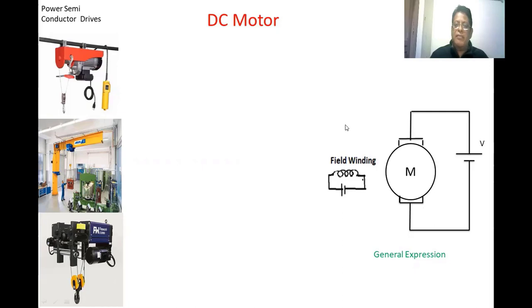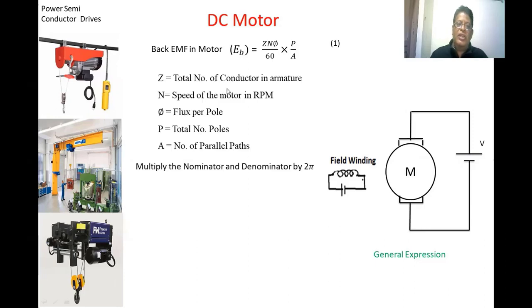Now the expression for the back EMF is EB equal to Zn phi by 60 into P by A. We know this expression. Here we are modifying this equation because we want to find the relation between the speed and the torque. Each variable is defined: Z is the total number of conductors, N is the speed of the motor in RPM, phi is the flux per pole, P is the number of poles, and A is the number of parallel paths. It depends on whether it is wave winding or lap winding.